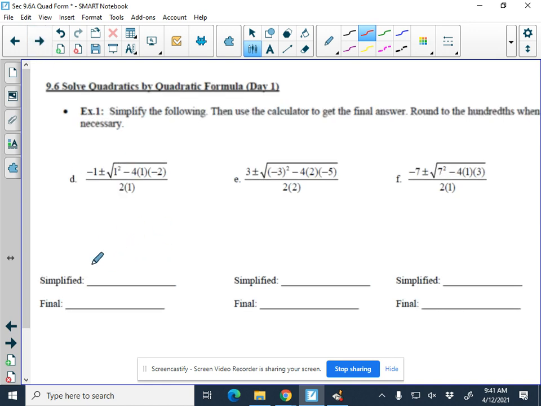All right, so let's try this one, see what we can do. We get -1 plus or minus.